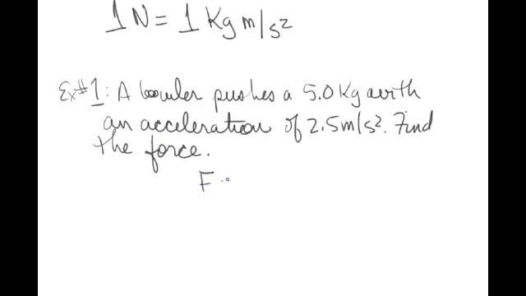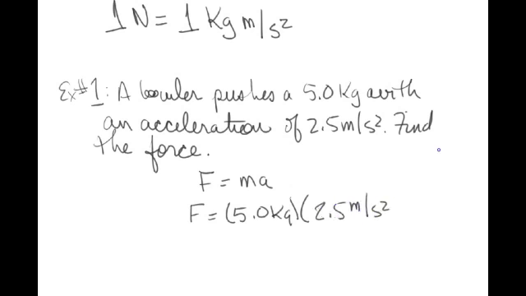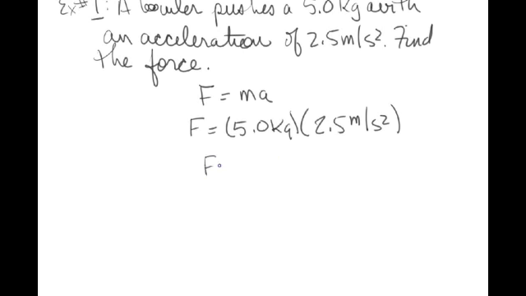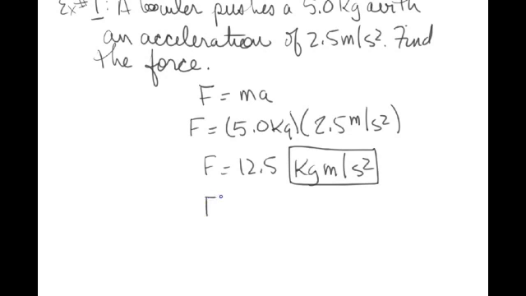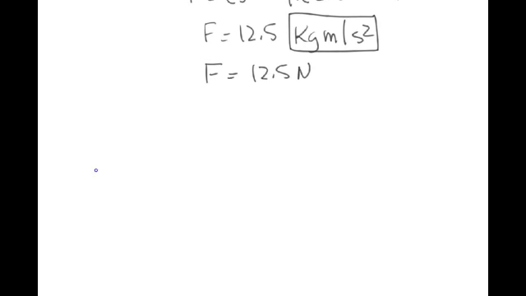Well, it's just F equals ma. The force is equal to the mass, 5.0 kilograms, times the acceleration, 2.5 meters per second squared. Force is 12.5 kilogram meters per second squared. That is a newton, so we have 12.5 newtons. Straightforward, nothing magical about that.